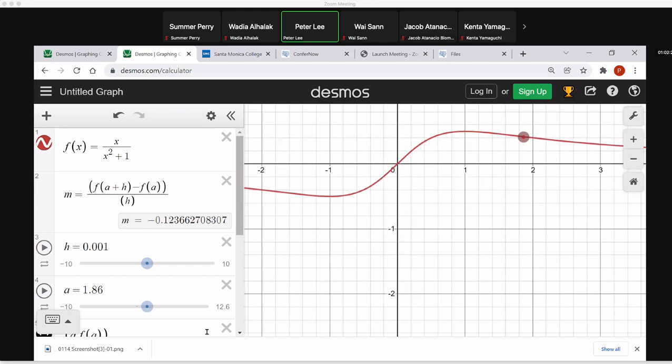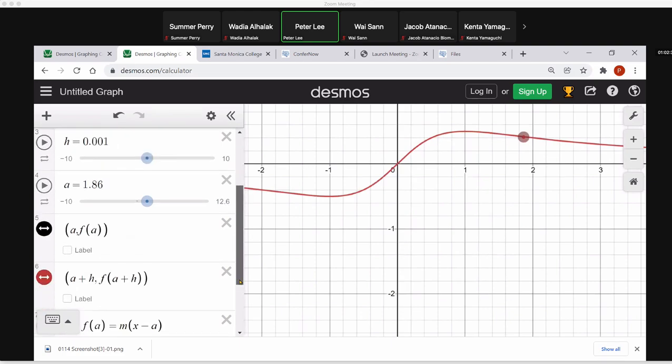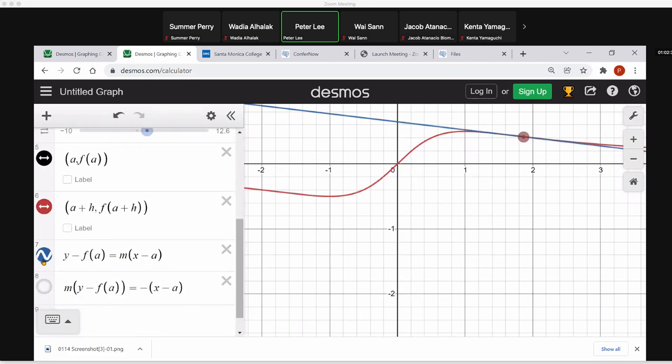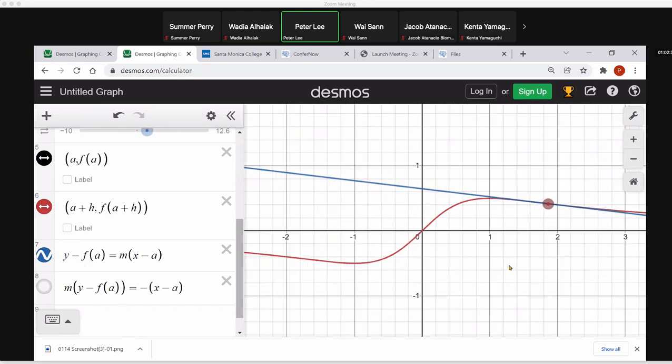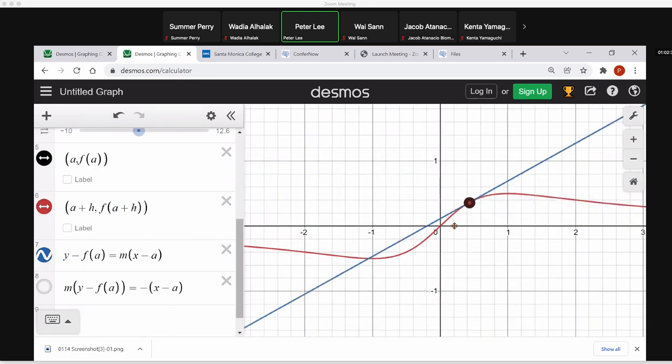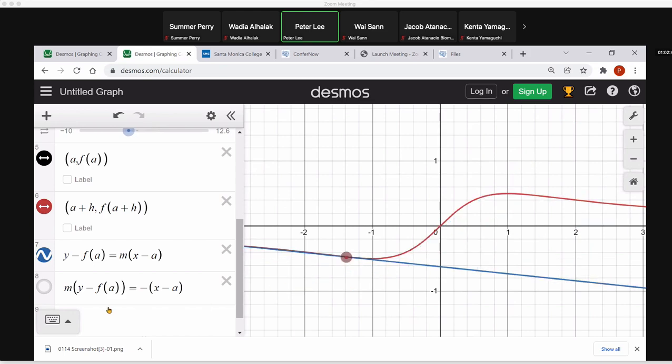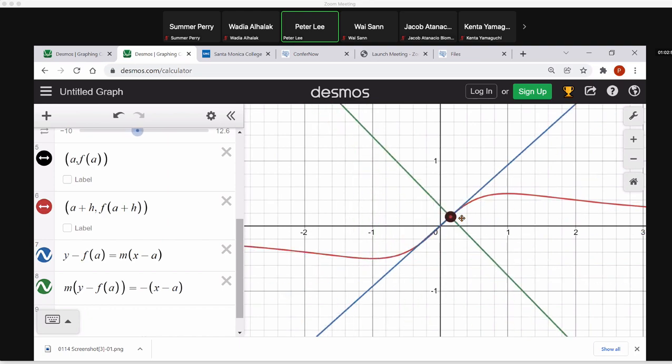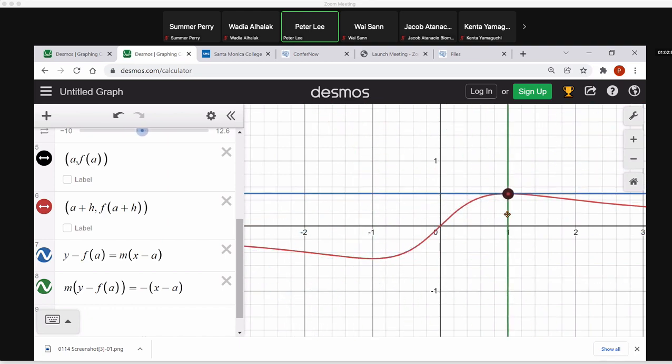Okay, so now let's look at the tangent line. The tangent line looks like this. This is the tangent line right here. Now I'm going to add the normal line. This is the normal line. So what's the point here? The point in question is 1 half. It's right here. See the point 1 half?